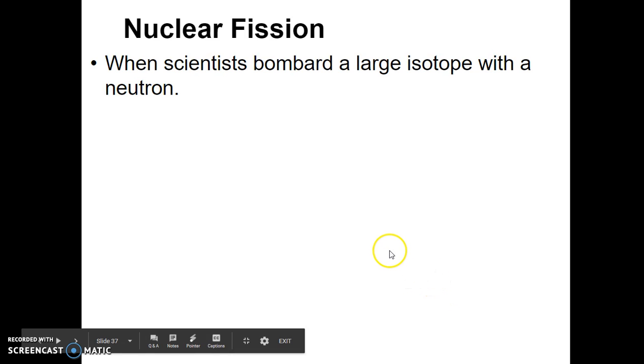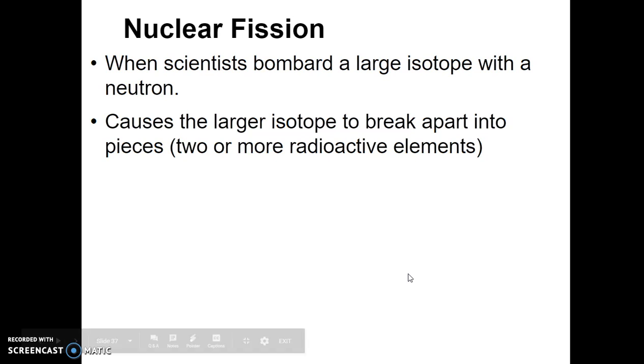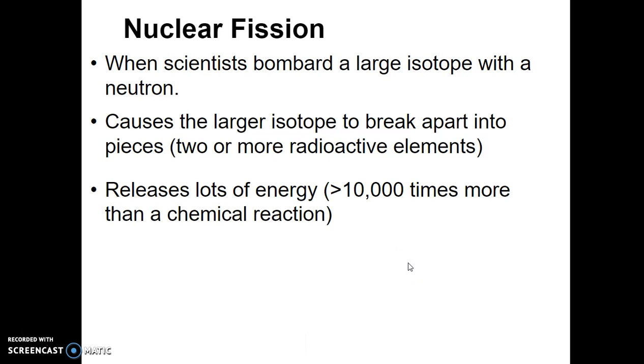So nuclear fission is when scientists bombard a large isotope with a neutron. It causes the large isotope to break apart, and during the process releases a lot of energy, 10,000 times more than just a regular chemical reaction. So it's actually very efficient because you get a whole bunch of energy coming off of it.